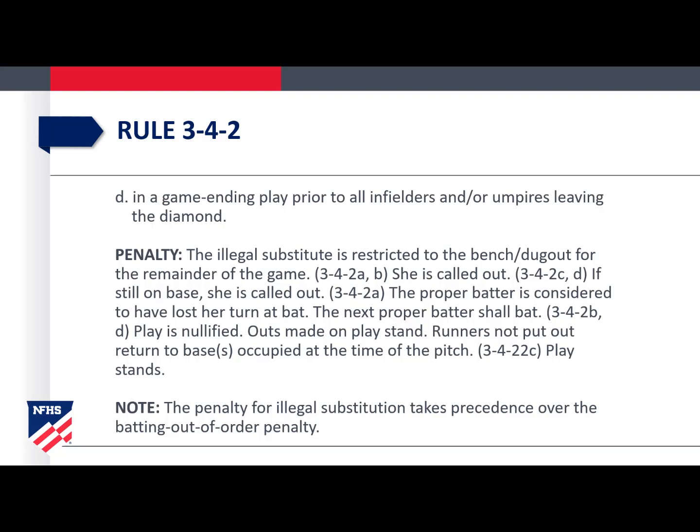The penalty: the illegal substitute is restricted to the bench or dugout for the remainder of the game. In A and B, she is called out. In C and D, if still on base, she is called out. Also in A, the proper batter is considered to have lost her turn at bat, and the next proper batter shall bat. And in B and D, that play is nullified, outs made on the play stand, runners not put out return to base, or the base occupied at the time of the pitch, and in C, the play stands. Also remember that the penalty for illegal substitution takes precedence over the batting out of order penalty.